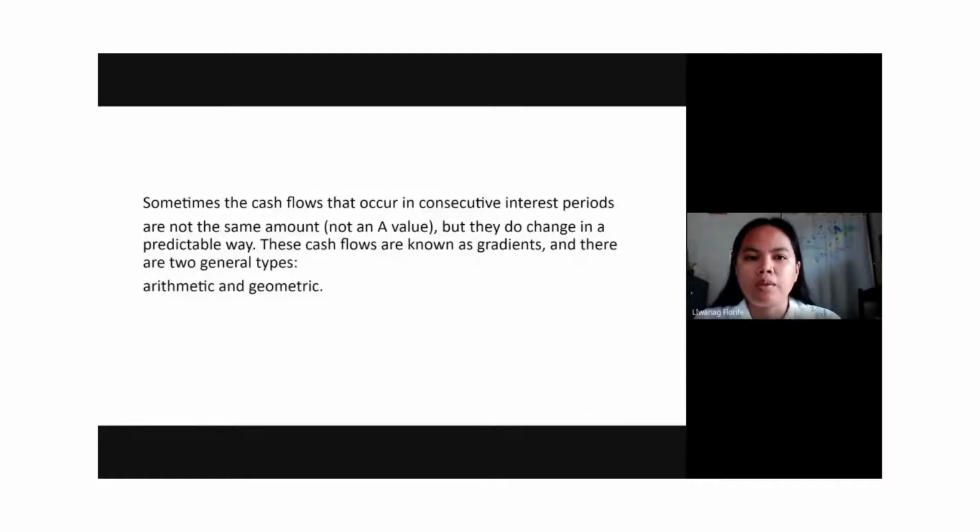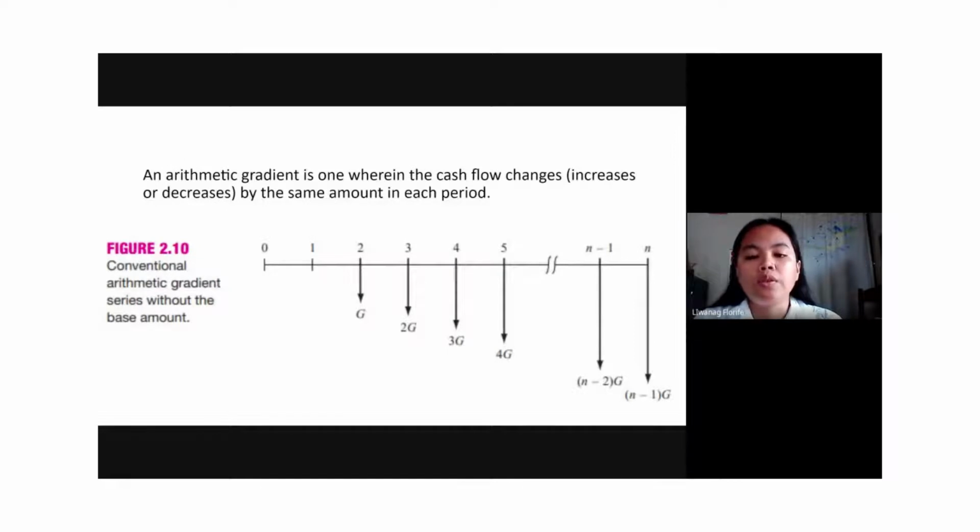Sometimes the cash flows that occur in consecutive interest periods are not the same amount or not the value of annuities, or they are not uniform, but they do change in a predictable way. So these cash flows are known as gradients, and there are two types, the arithmetic and the geometric gradients. First we will discuss the arithmetic gradient.